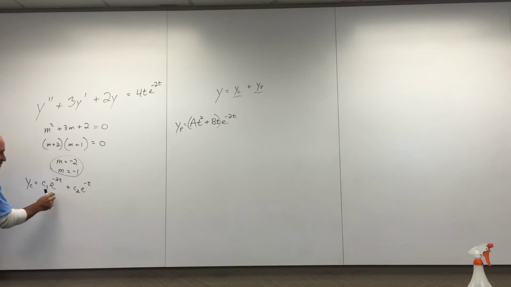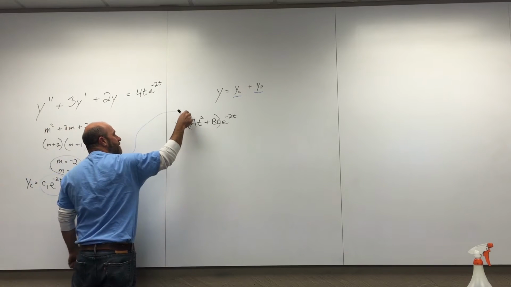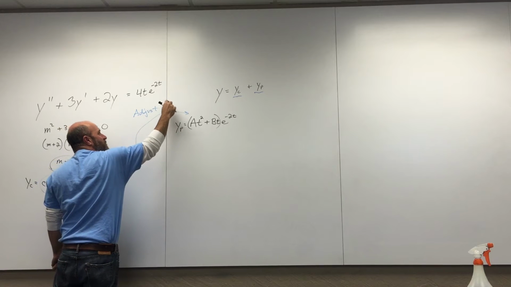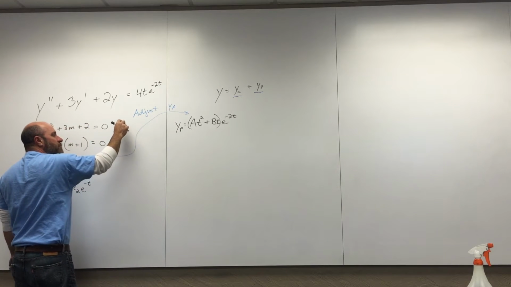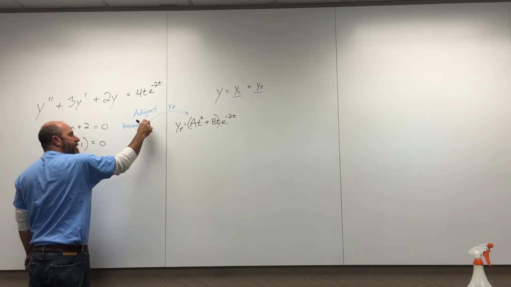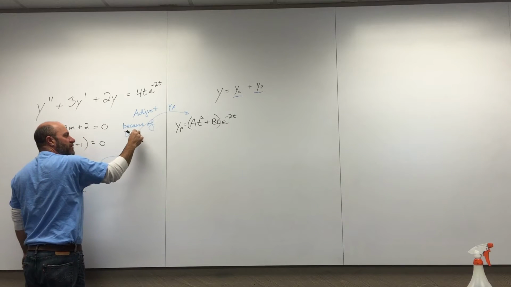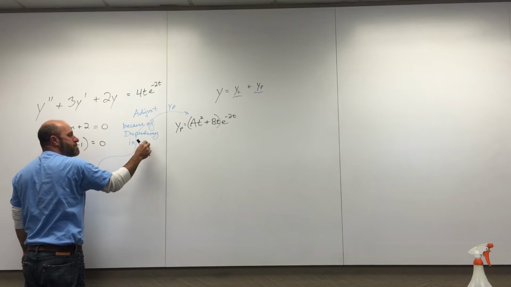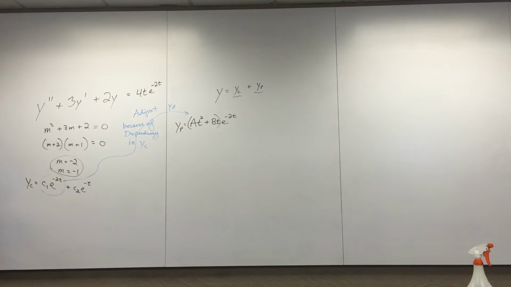Listen, I'm going to make a little note here. I'm going to say, I had to adjust my YP because of dependency in the YC. Now we should do more examples of this, because there are different scenarios on how this pops up.